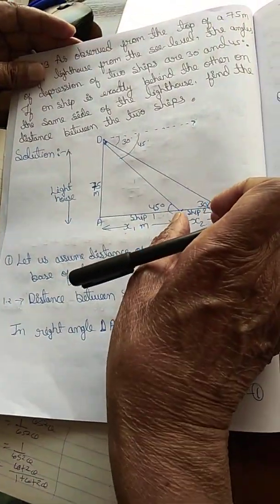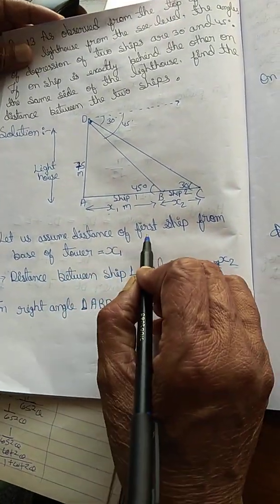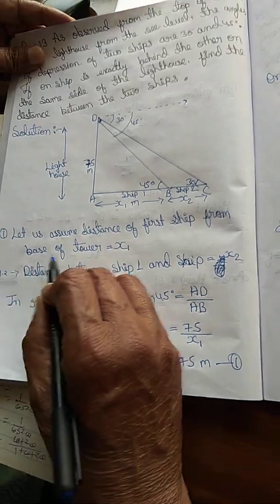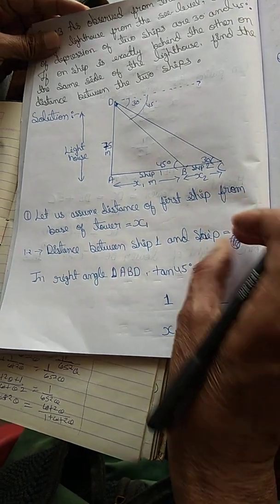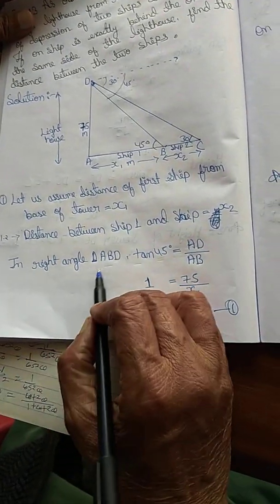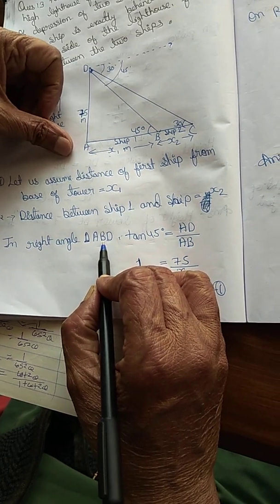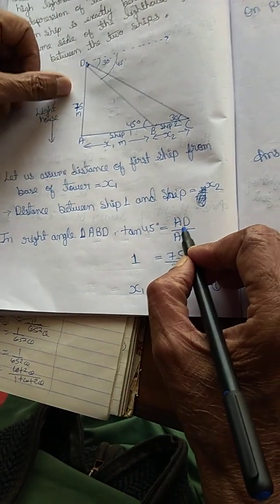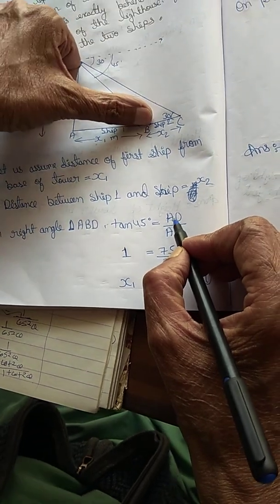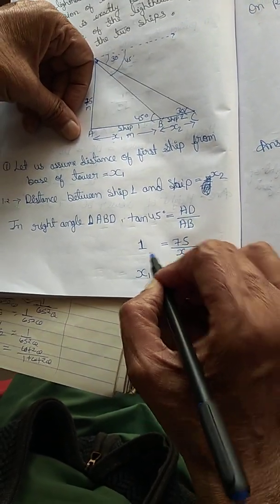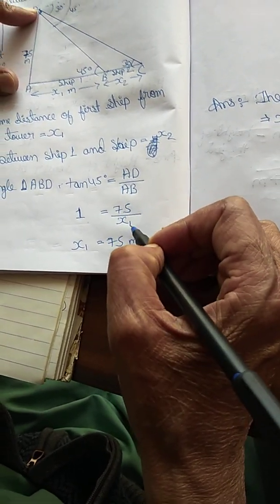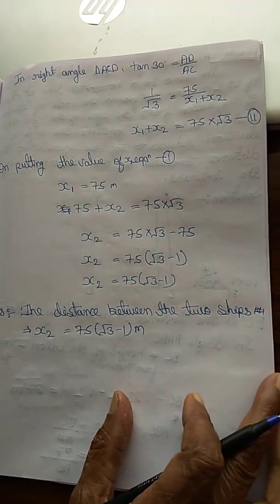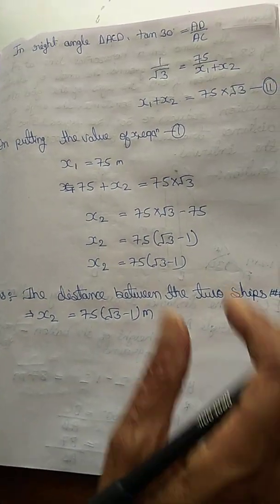Now we have to find the distance between the two ships. Let us assume the distance of the first ship from the base of the tower is x1 and the distance between the two ships is x2. This distance is x2. Now in right angle triangle ABD, tan 45 is AD upon AB. Tan 45 is 1, AD is the lighthouse which is 75 meters, so 1 is equal to 75 upon x1. So x1 becomes 75.